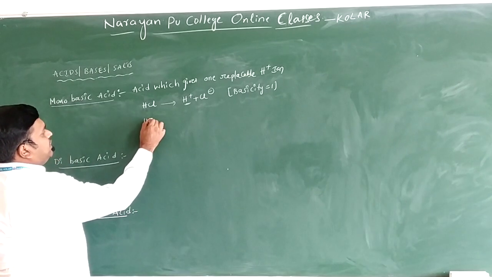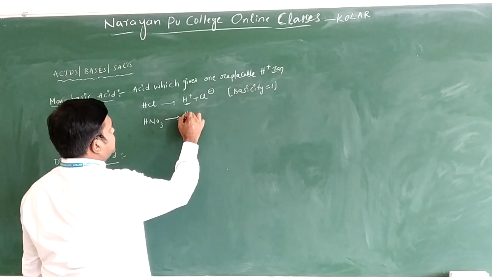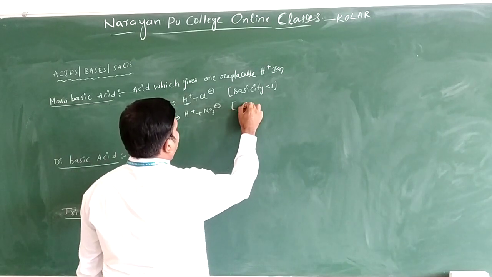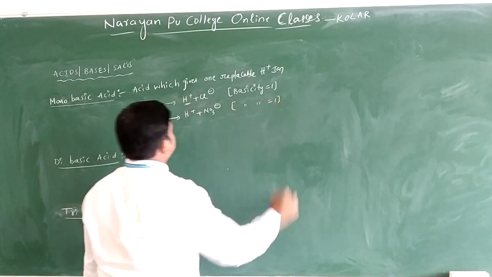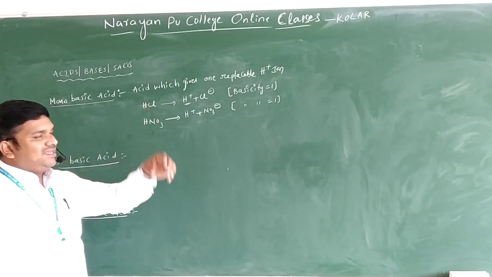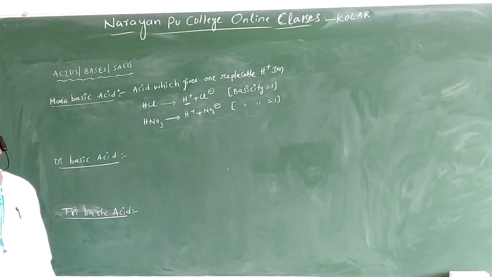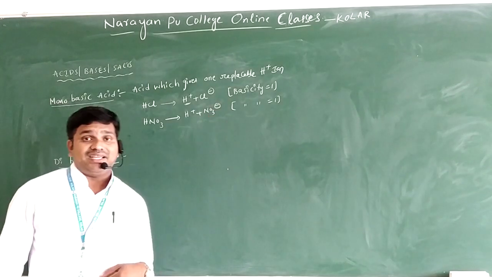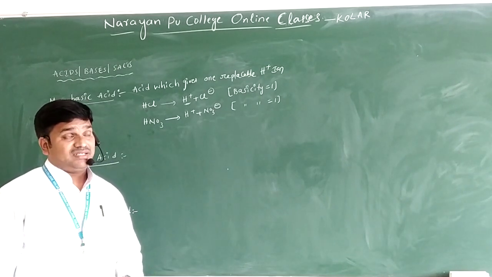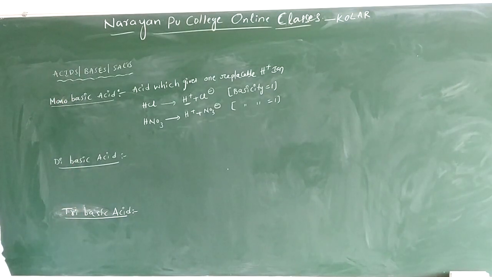Let us say one more example. We have nitric acid, HNO3. Nitric acid dissociates to H plus and NO3 minus. So what is the basicity? 1 only. You can take HCl, HNO3, and CH3COOH. Those come under monobasic acid. The number of replaceable H plus ions is called basicity. Basicity we use for which one? Acid.